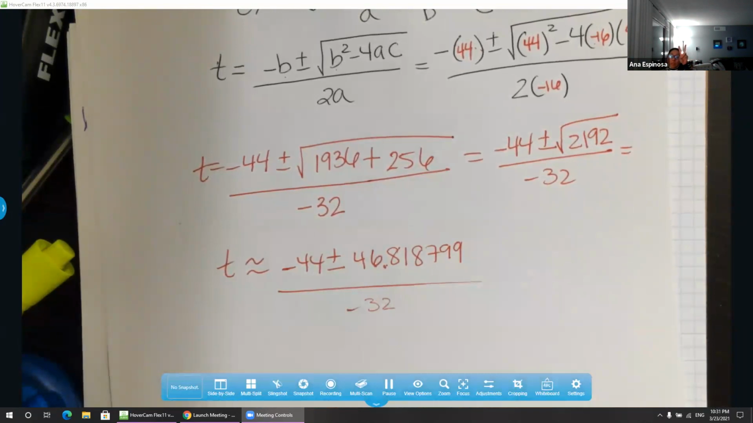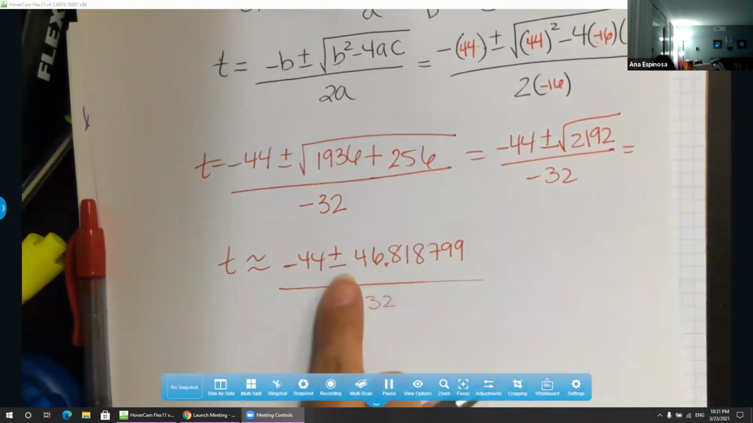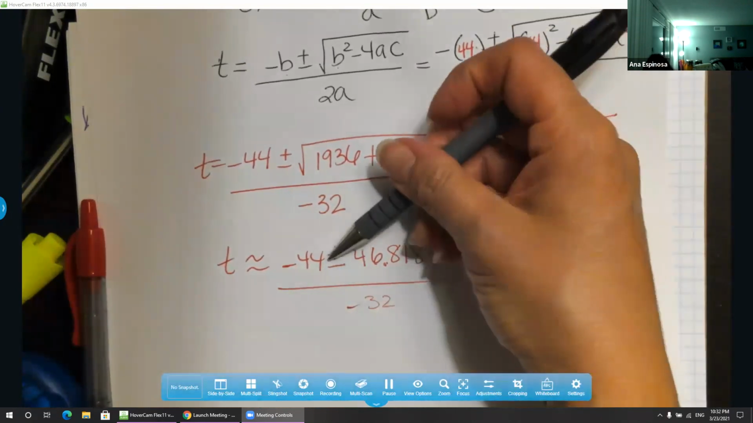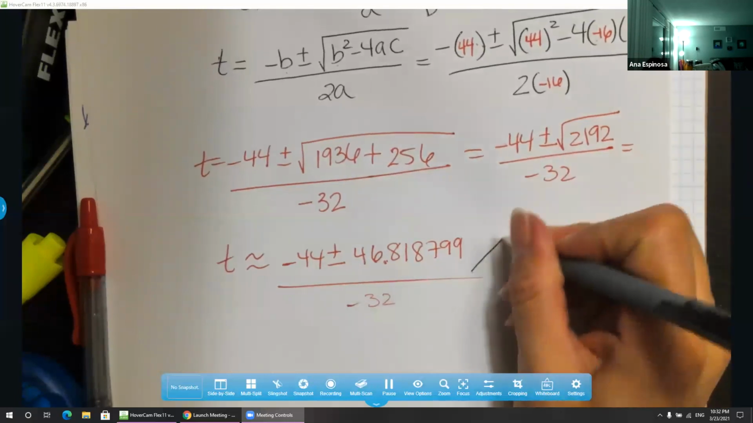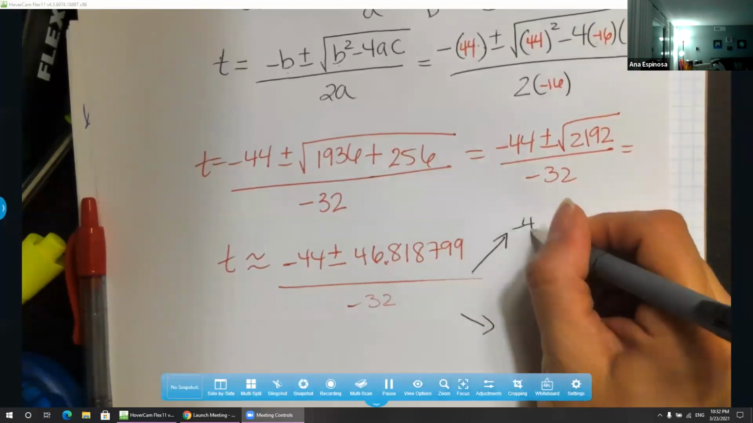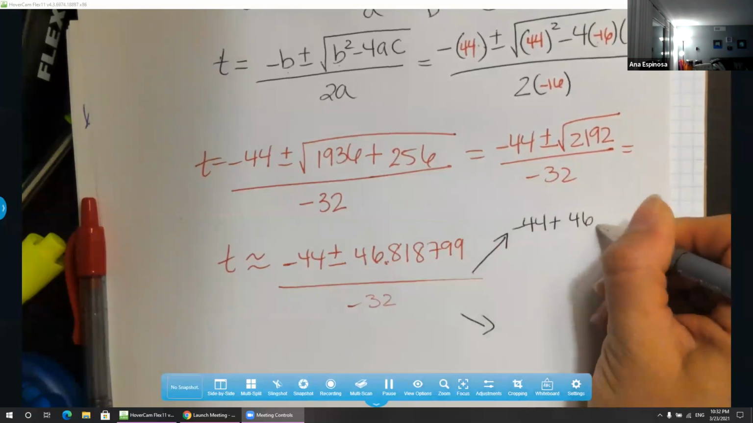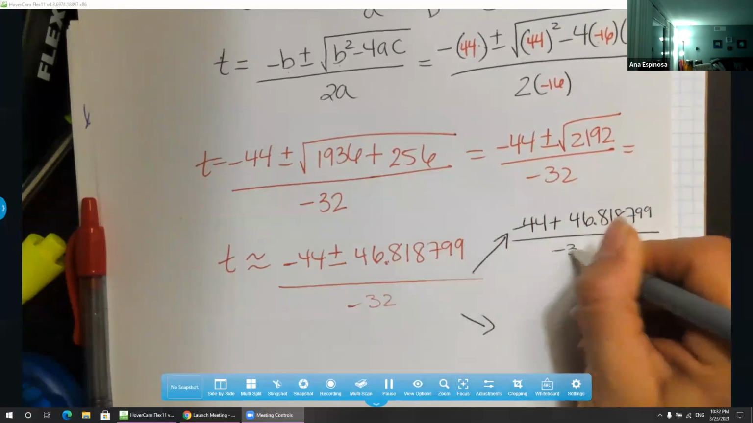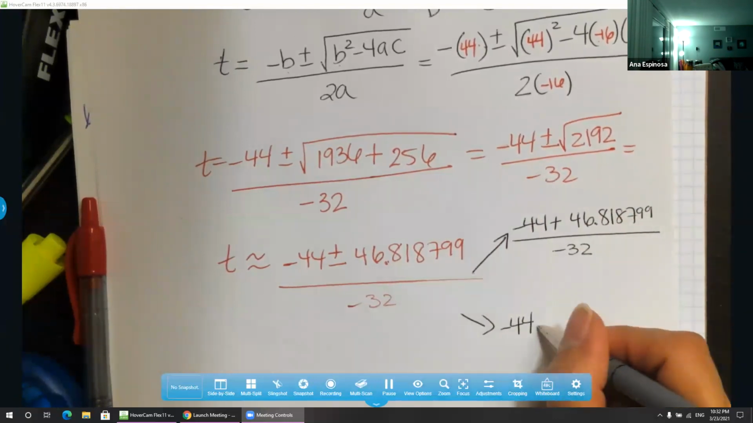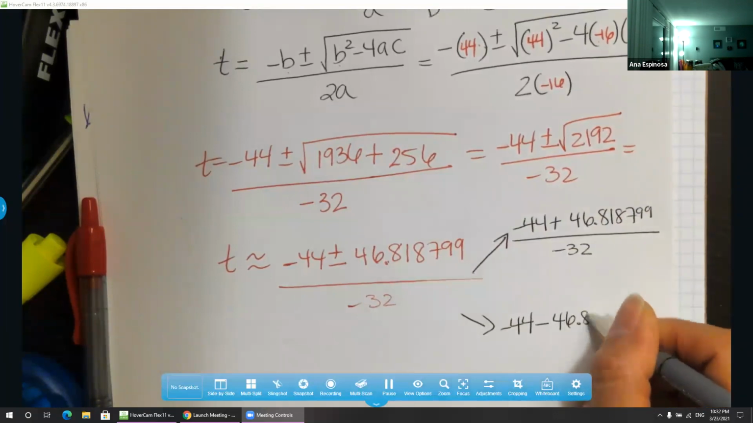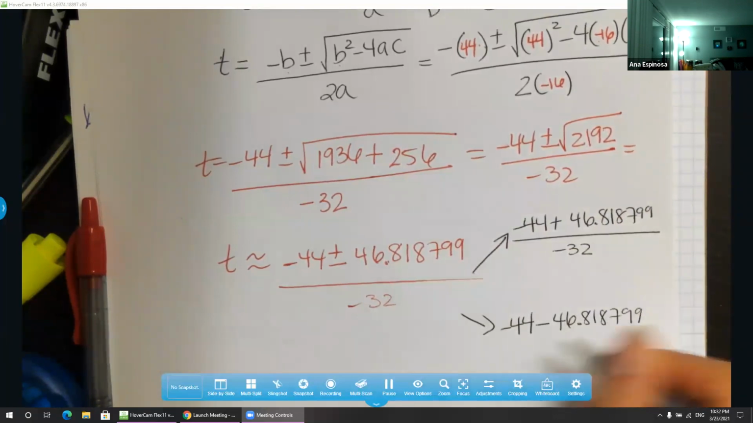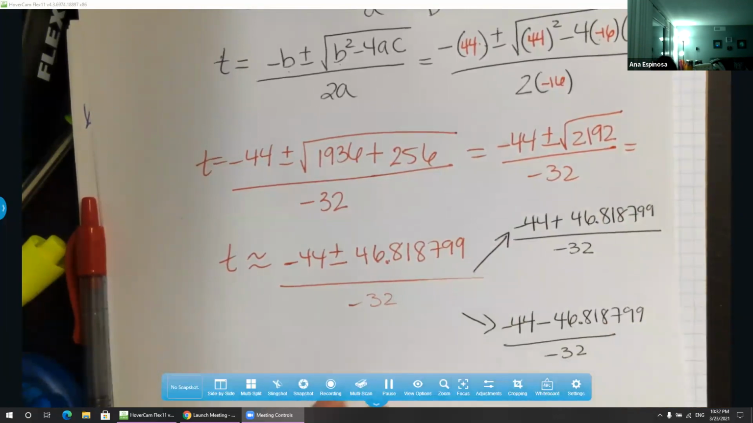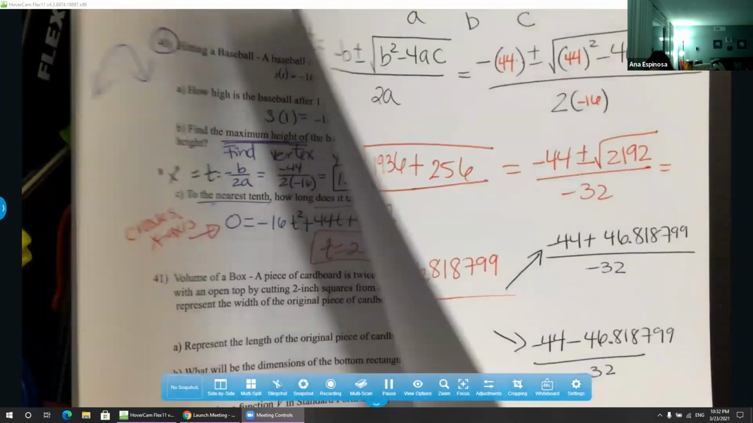So now you have to split this 2 ways. One of them, you're going to write everything with a positive, and then the other one, you're going to write everything with a negative, okay? So 2 equations: negative 44 plus 46.818799 all over negative 32. The other one is negative 44 minus 46.818799 all over negative 32. Okay, so let's figure out the 2 answers. Now I'm going to do the approximation.